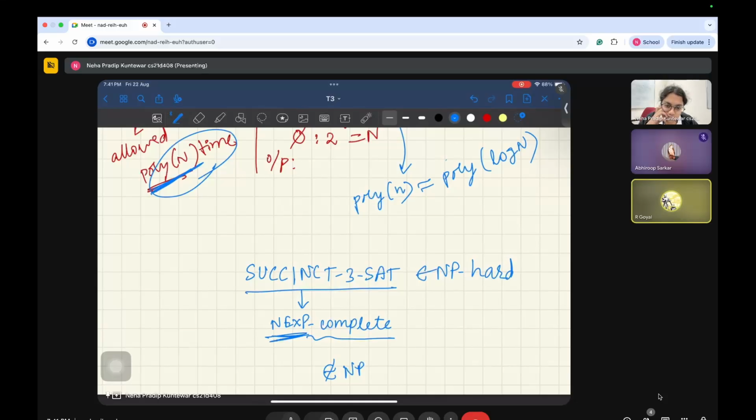Time hierarchy says something like, if you give me time which is greater than log n amount, then I can decide more problems compared to the original ones. So how do we find such a rigid boundary between NEXP and NP according to the time hierarchy?